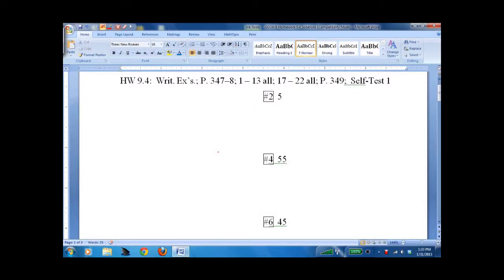This is the homework for section 9.4, Honors Geometry. If you feel I'm going too fast, you need to pause the recording because I will go very quickly. So I will sketch these out as fast as I can.